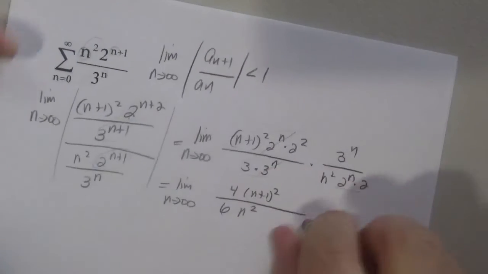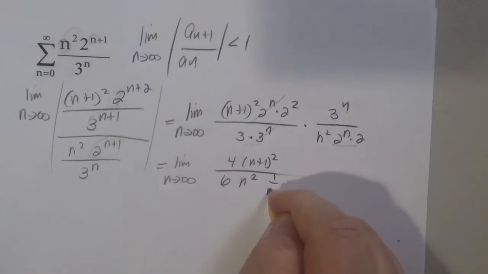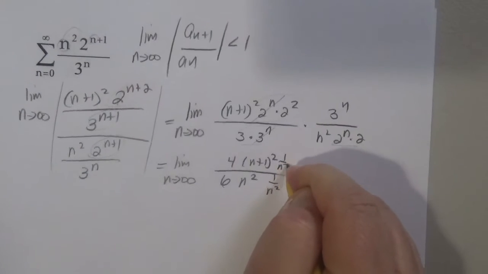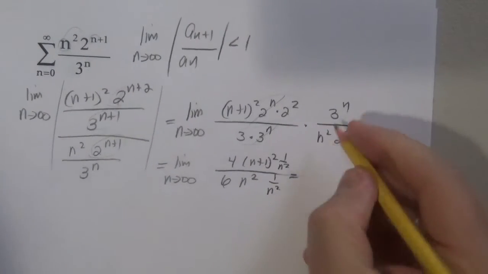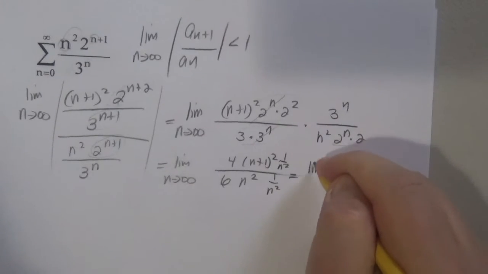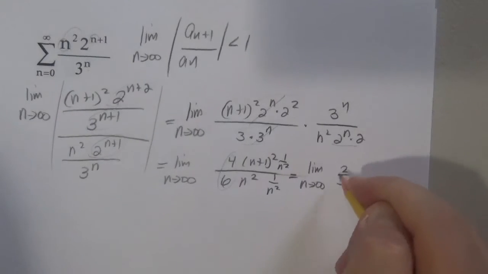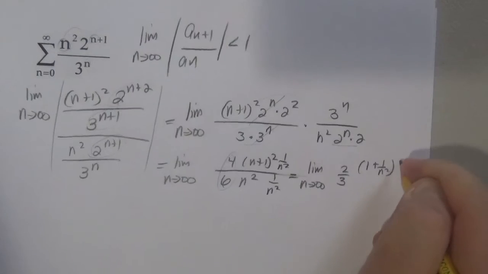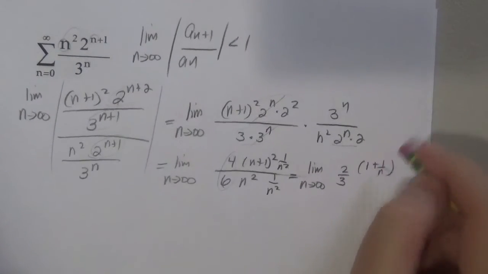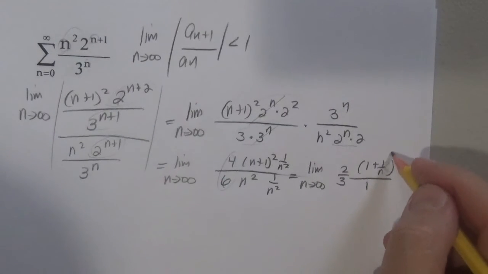Hopefully everybody's okay that this is going to turn into 2/3 in a second, but let's just verify. Multiply this by 1 over n squared and this by 1 over n squared. When I slide it in, it's just being multiplied by 1 over n, if you will. So this becomes the limit as n approaches infinity. 4/6 is the same as 2/3. I multiply that inside, I get 1 plus 1 over n, sorry, squared over 1. This goes to 0.